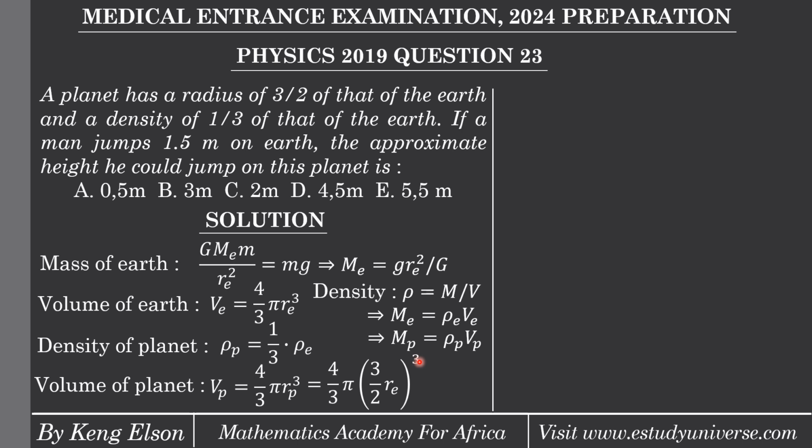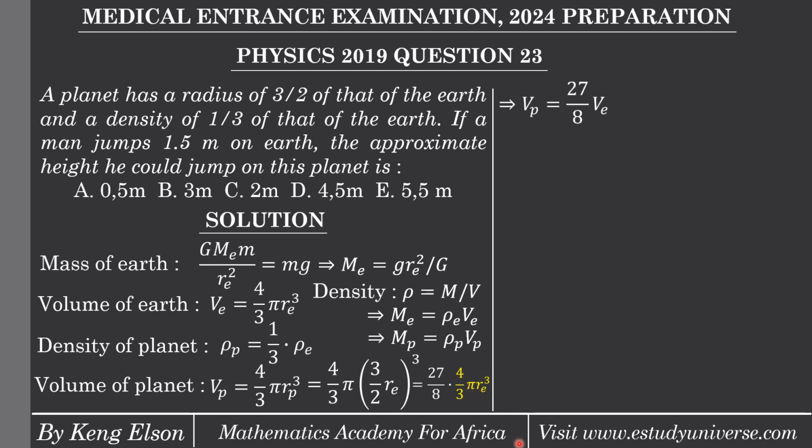3 cube is 27, 2 cube is 8. So we are going to have here 27 divided by 8 times R_E cube, then times 4/3 pi. So simplifying, we just have 27/8 times 4/3 pi radius of the Earth cube. Now the quantity in yellow is just the volume of the Earth. So the volume of the planet can be found in terms of the volume of the Earth.